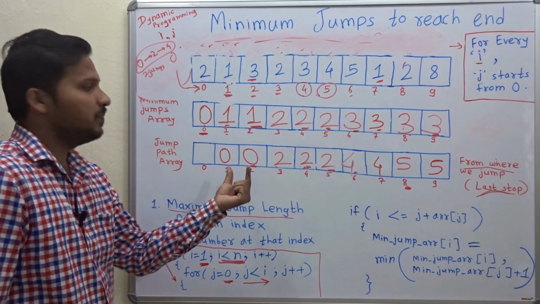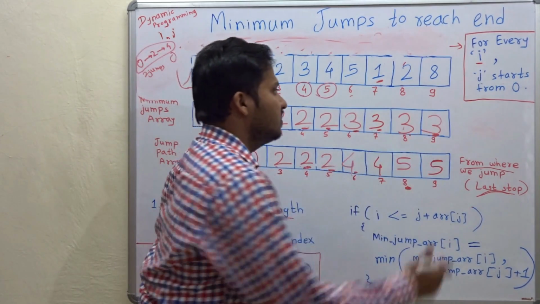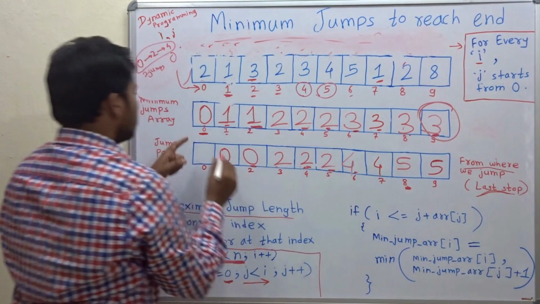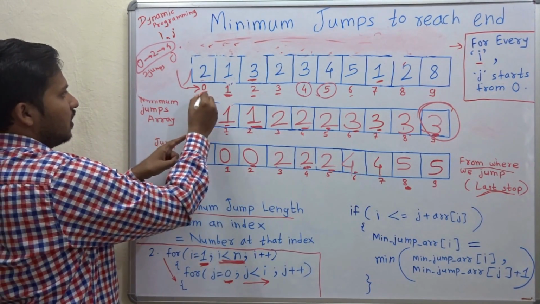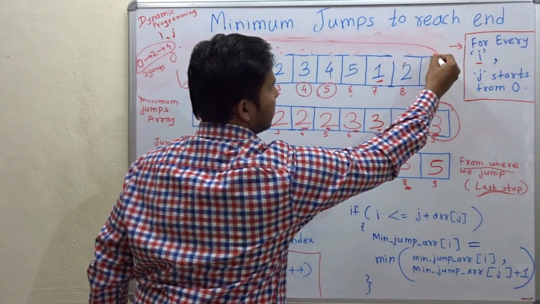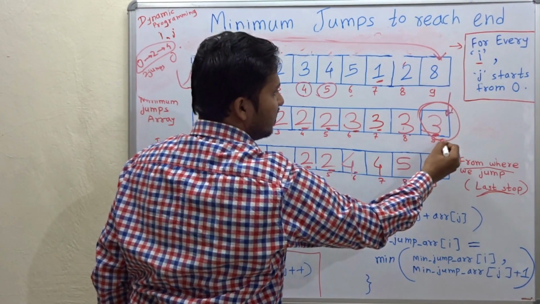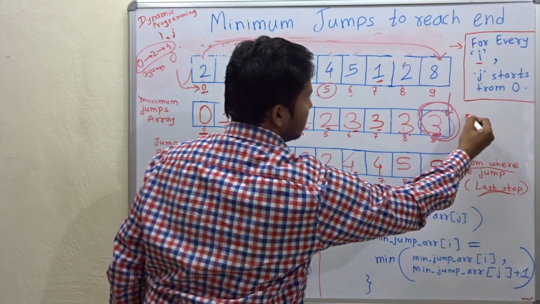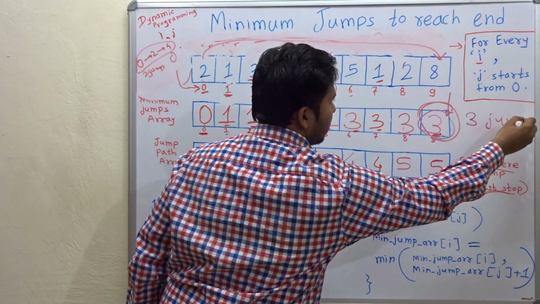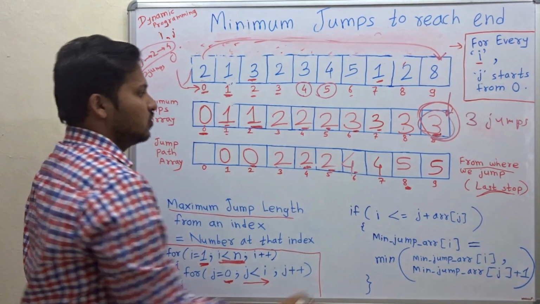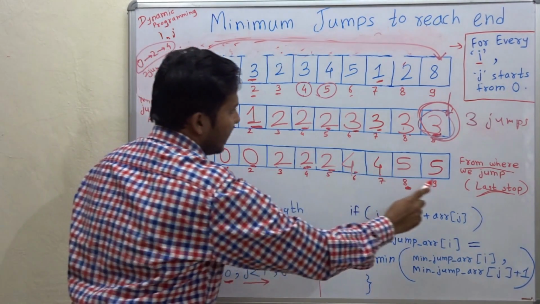So in this way you can see the answer in the last box. So from 0 to the last index, 3 jumps are needed. This is your answer. 3 jumps are needed. And what is the path? So you can get the path from this array.